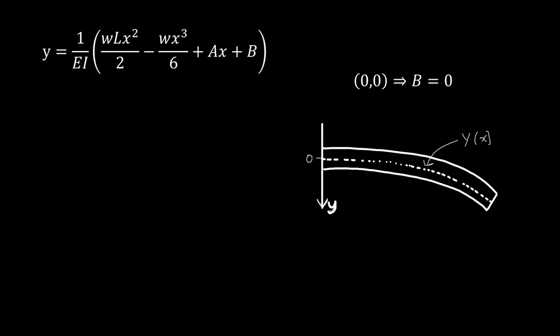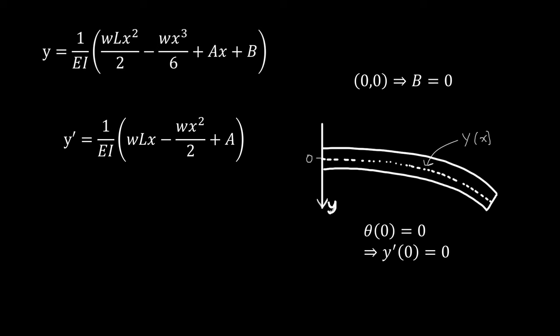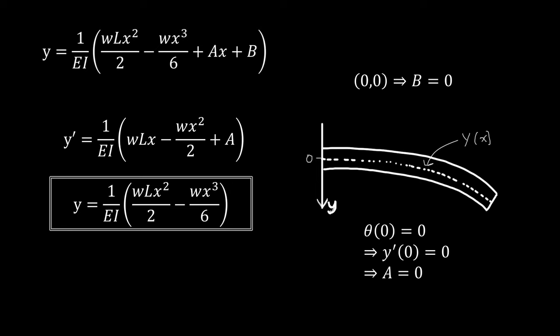Now, for the second initial condition, we need to dig a bit deeper. We don't know any other y's, but we do know the rotation of the support. So theta of 0 is 0. But we said before that theta is the slope of the deflection curve, so the derivative of y at 0 is 0. Here's our derivative, and if we plug in x equals 0, we get A equals 0. And this is the final formula for the deflection curve of a cantilever with a point load at its end.